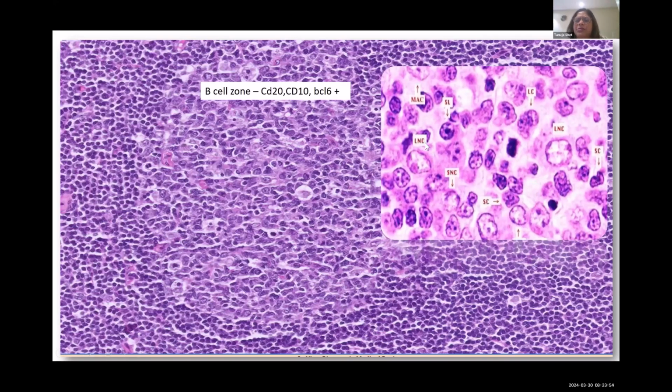So this is a centroblast. There are macrophages there. The small non-cleaved are the unstimulated naive B small cells, and the small cleaved are the centrocytes, and the large non-cleaved cells are the centroblasts.